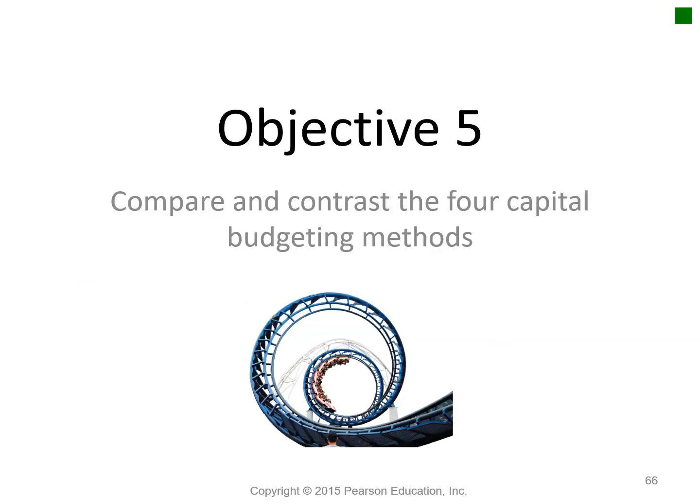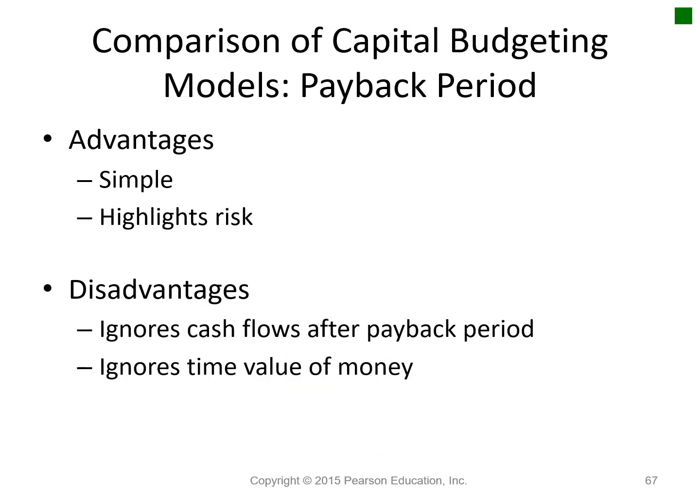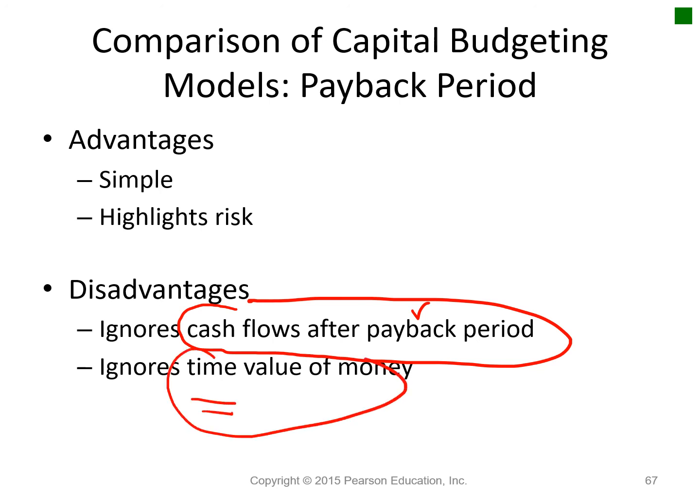Okay, the last objective we're going to look at is to talk about these methods, what's good about them, and in some cases what is bad about them as well. So to recap, remember the payback period. It's real simple to calculate. There's not a lot of math involved; you just have to do some division. The big disadvantage is that it ignores cash flows after the payback period. It only looks at cash flows during this payback period. And the other thing is it does ignore time value of money. So that is a disadvantage.